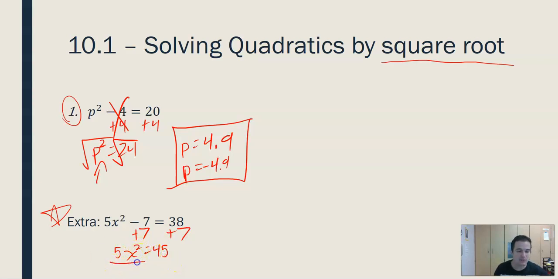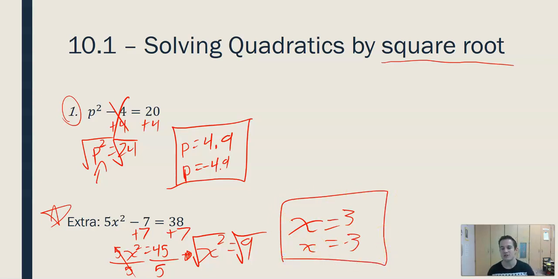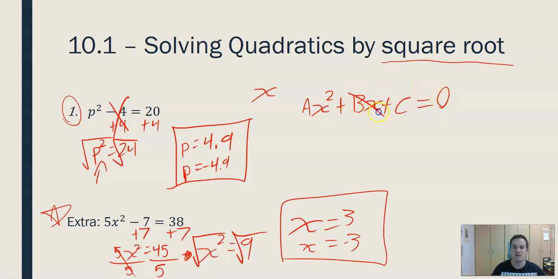Then I have 5 multiplied by x squared, so I'm going to divide by 5 on both sides. And I'll be left with x squared equals 9. 45 divided by 5 is 9. So now I have x squared on one side and a number on the other side, so I'm going to square root both sides. The square root of 9 is either 3 or negative 3. So my 2 solutions for that problem are 3 and negative 3. So that's how I solve a quadratic using the square root method. If I don't have an x term, so in my quadratics of the form ax squared plus bx plus c equals 0, if this term isn't there, I can use the solving by square root method.